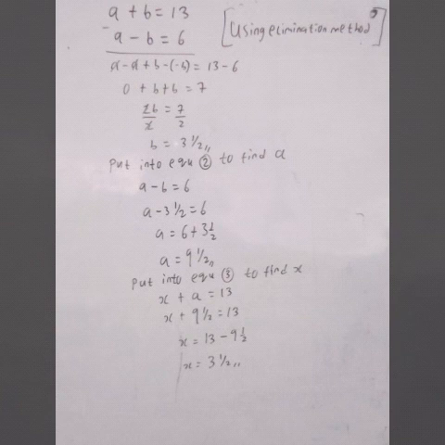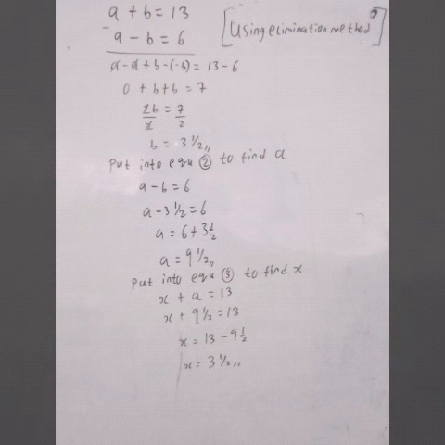Then we put the value of b into equation 2, like we normally do in the elimination method, to find a, which got us a equals 9.5. Wow, we just got the values of two variables. From there, we also put a equals 9.5 into equation 3 to get x, which gave us x equals 3.5. Wow, we just got three.